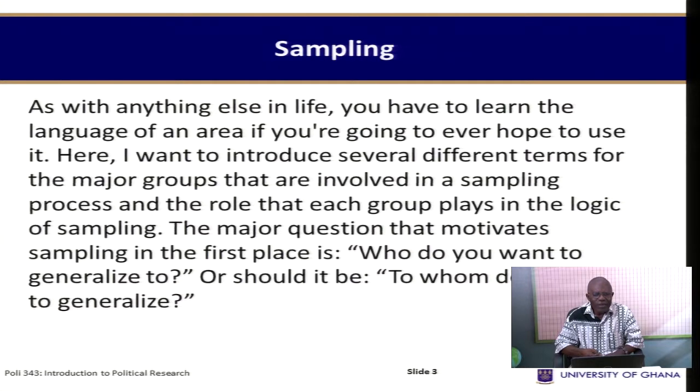I want to introduce several different terms for the major groups that are involved in a sampling process, and the role that each group plays in the logic of sampling. The major question that motivates us to sample in the first place is, who do you want to generalize to? Or should it be, to whom do you want to generalize?